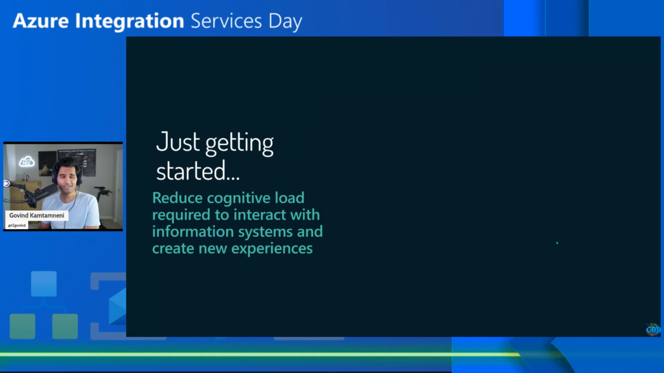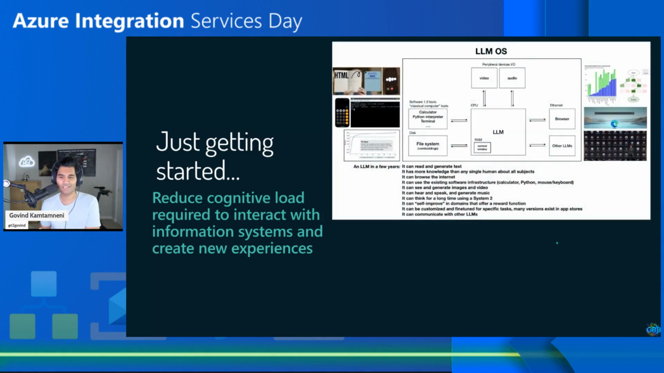We're just getting started with all this, I feel like. The goal, again, is to reduce the cognitive load required to interact with information systems and create new experiences, right? That's the idea. And this is a mind share that Andrej from OpenAI is driving: LLMs are really going to become like the new operating systems, where everything is going to be round-tripped with it because of its generality and reasoning capability.